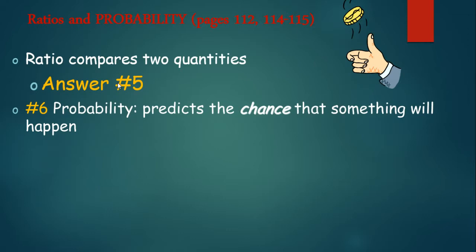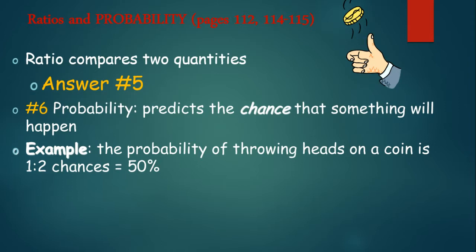A probability predicts the chance that something will happen. So you'd say, like, it's a 65% chance of rain today. That's a probability. For example, the probability of throwing heads on a coin is 1 in 2. 1 out of 2 is the ratio. When you reduce that as a fraction and then multiply by 100, that turns into a percentage of 50%.